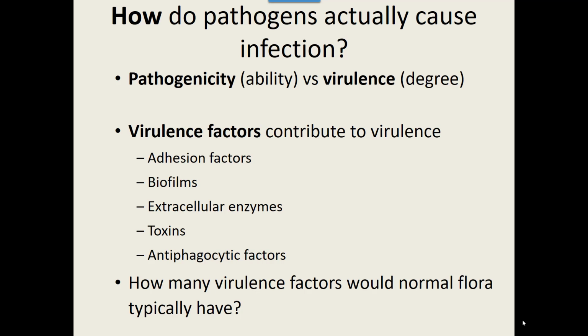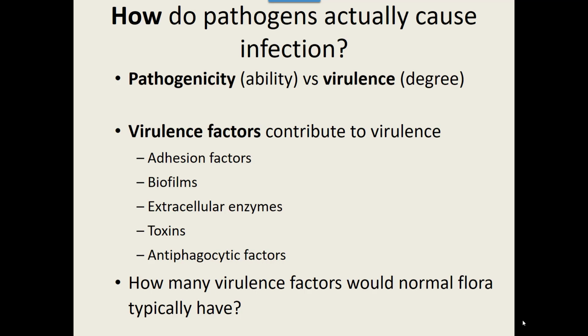So for how do pathogens actually cause infection, there's two terms that we refer to. One is pathogenicity, which is the ability of a microorganism to cause a disease. If a microorganism cannot cause a disease, we do not consider it pathogenic, which means it's generally not a concern of ours. So that's just, can it cause a disease or not?